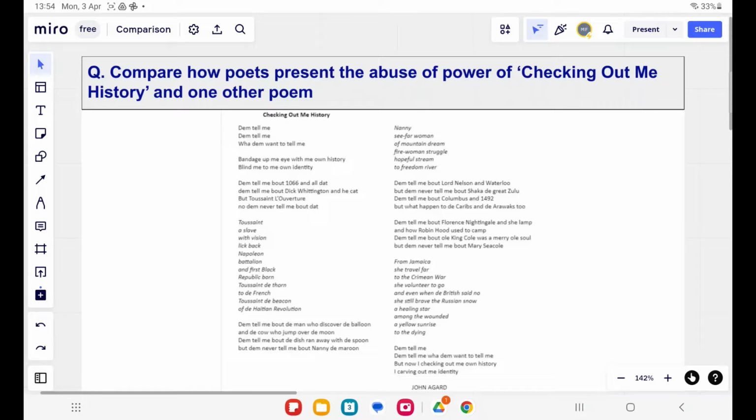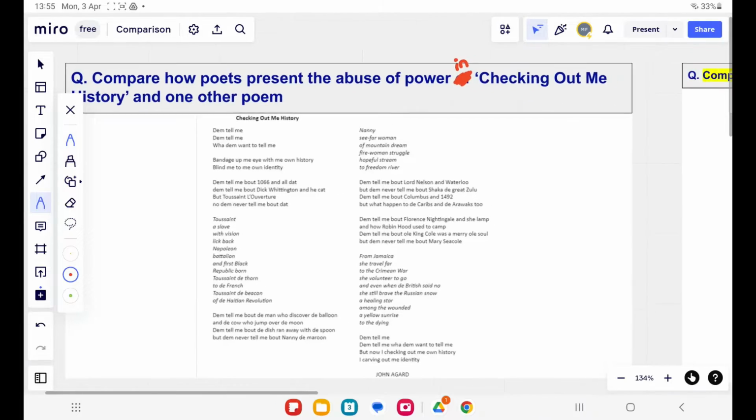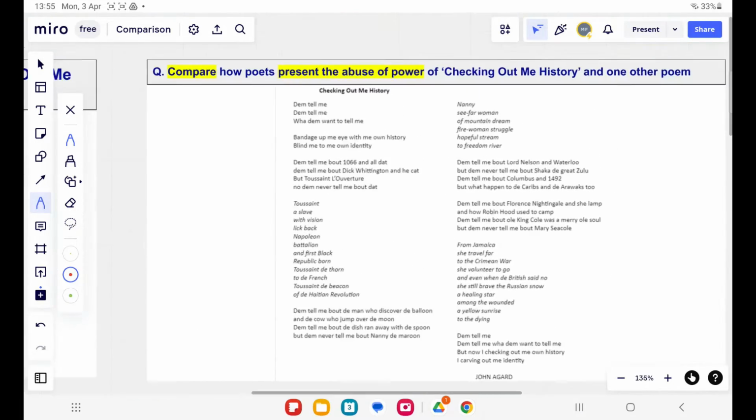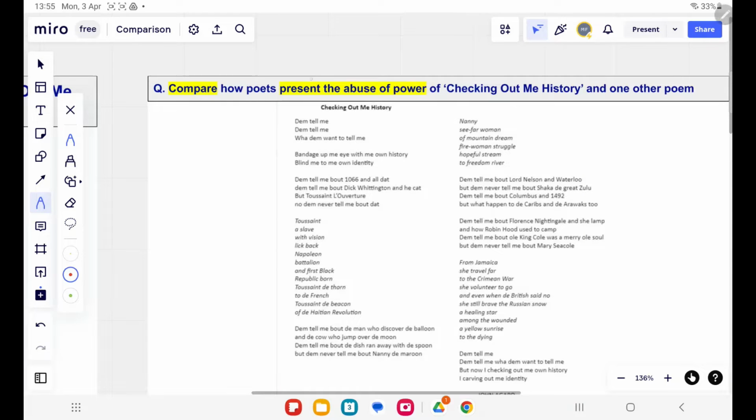Here's the question. Compare how poets present the abuse of power in Checking Out Me History and one other poem. Make sure you do one other poem because they really want an A-B comparison. Okay, so what are the key words in that question? Compare how poets present, that means language, structure, form, the abuse of power in Checking Out Me History and one other poem.